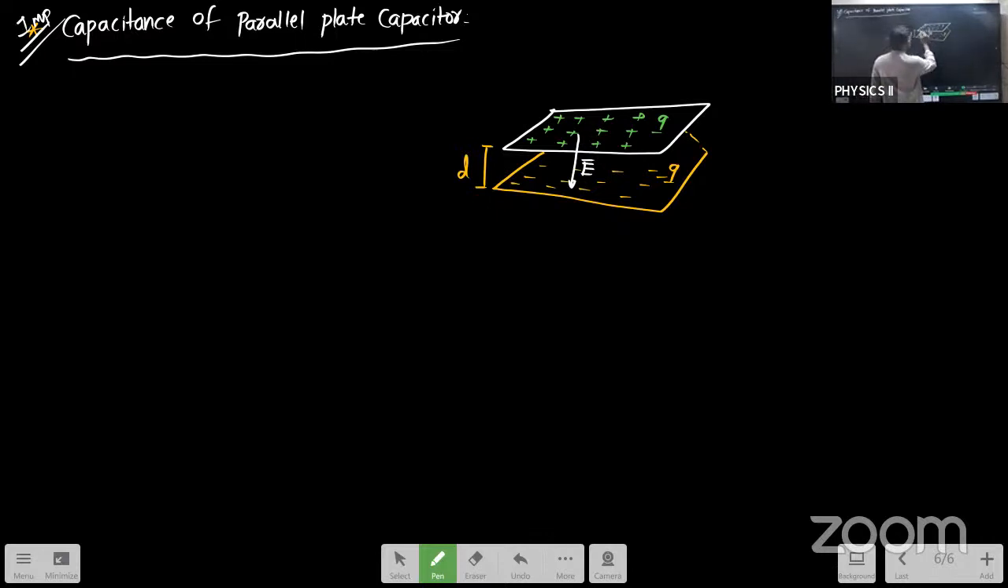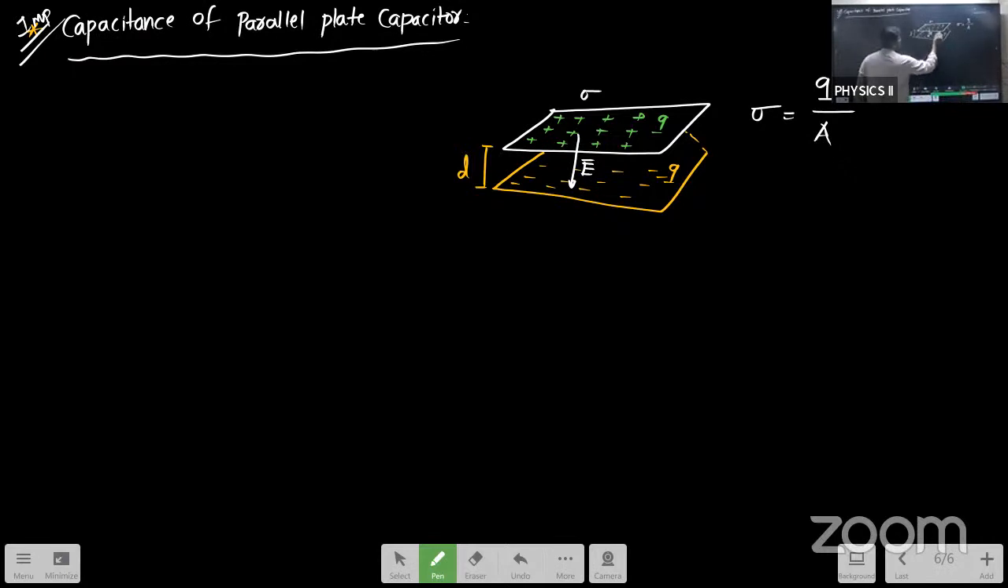Assume that this surface is having some surface charge density sigma. I hope everyone knows the definition of surface charge density. How many types of charge density do we have? We are having three types of charge densities: linear charge density, surface charge density, and volume charge density. What is the meaning of surface charge density? Surface charge density is given as sigma equals charge per unit area, the amount of charge present on a particular unit area. So here we are having surface charge density sigma.